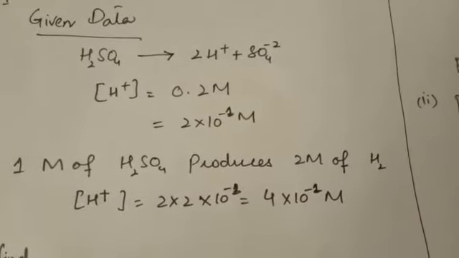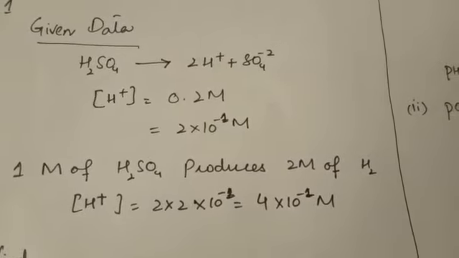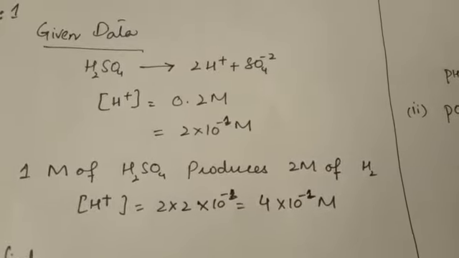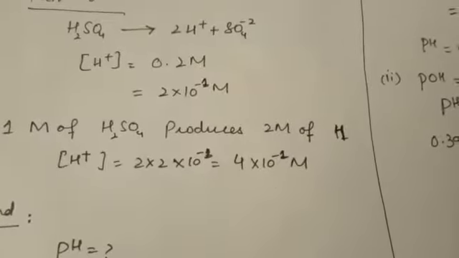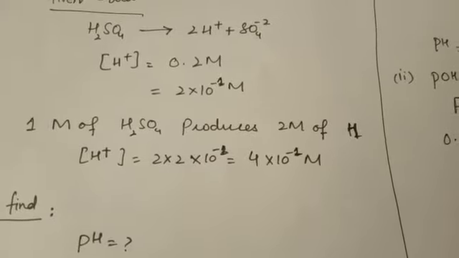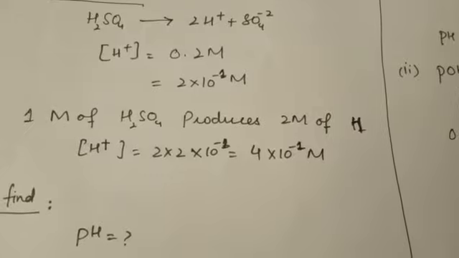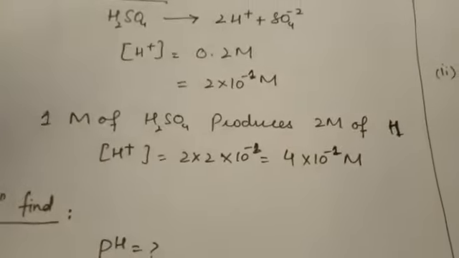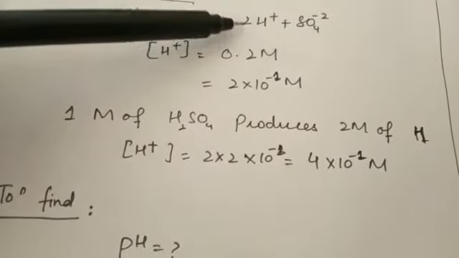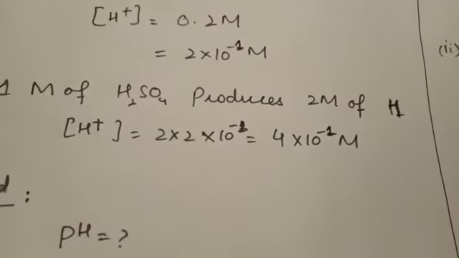According to the given equation, 1 M of H2SO4 is going to produce 2 M of hydrogen ions. So for the total concentration of hydrogen ions we have to multiply 2 by 2: the concentration given in the statement and the concentration we learn from the equation. We have multiplied them and written it here.